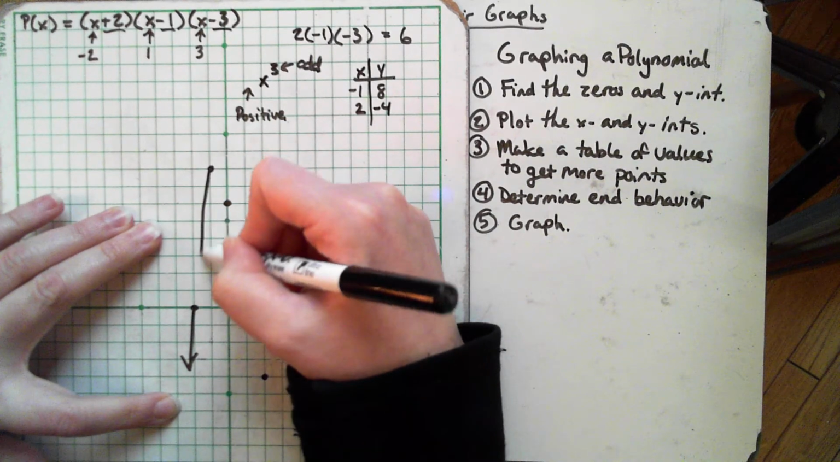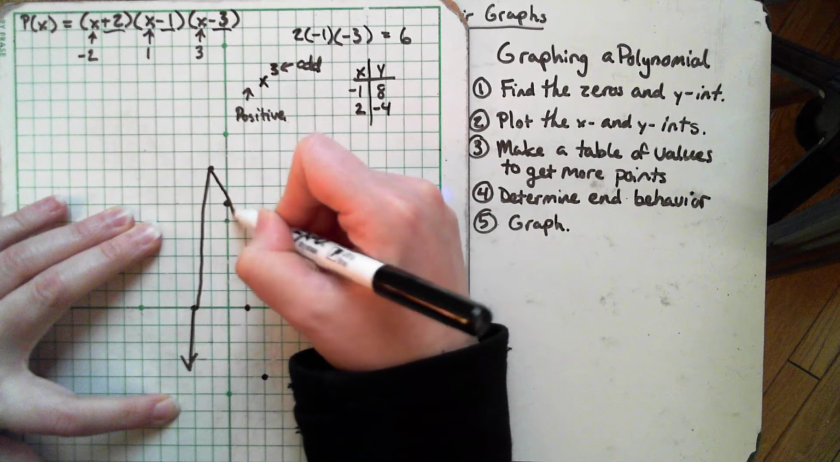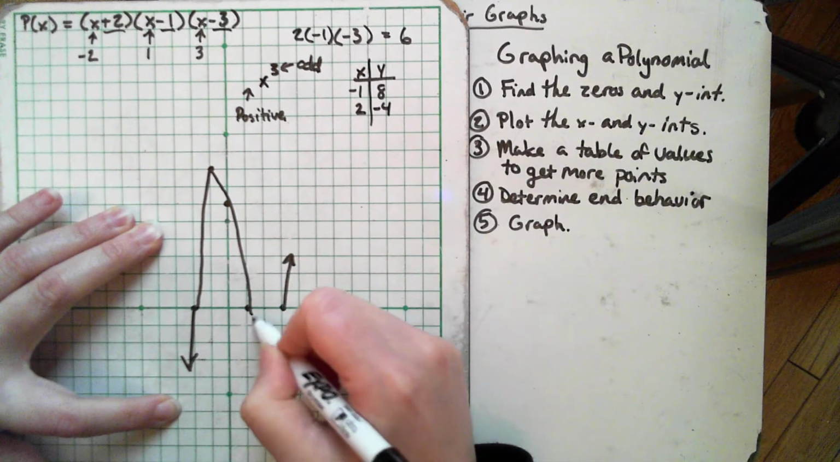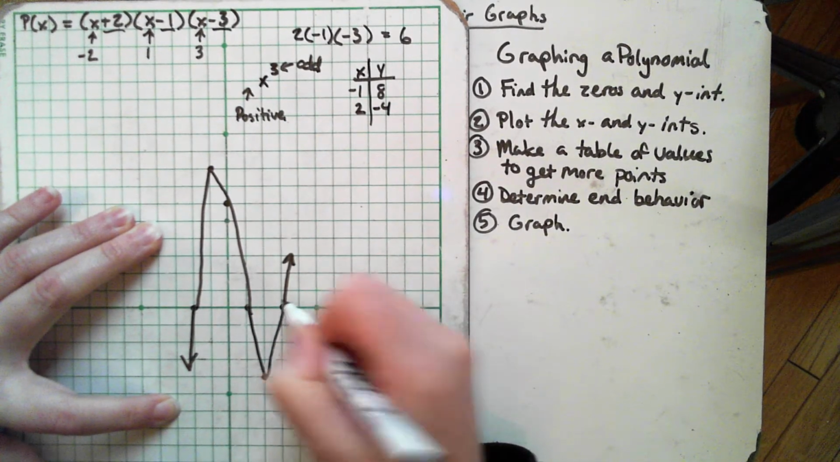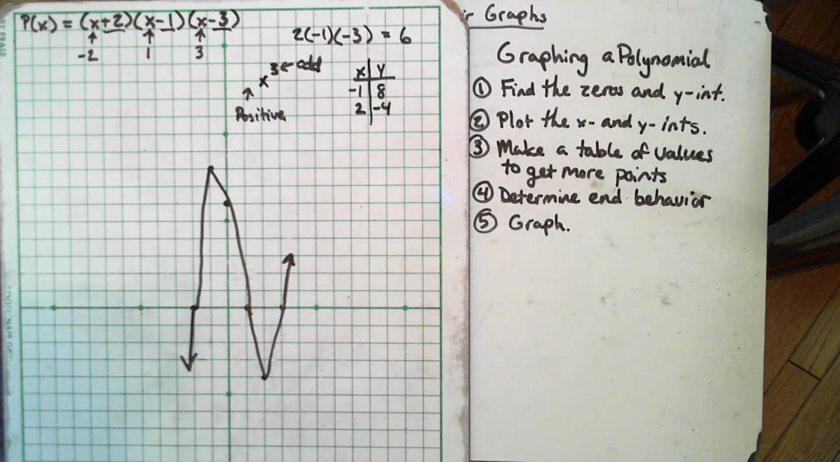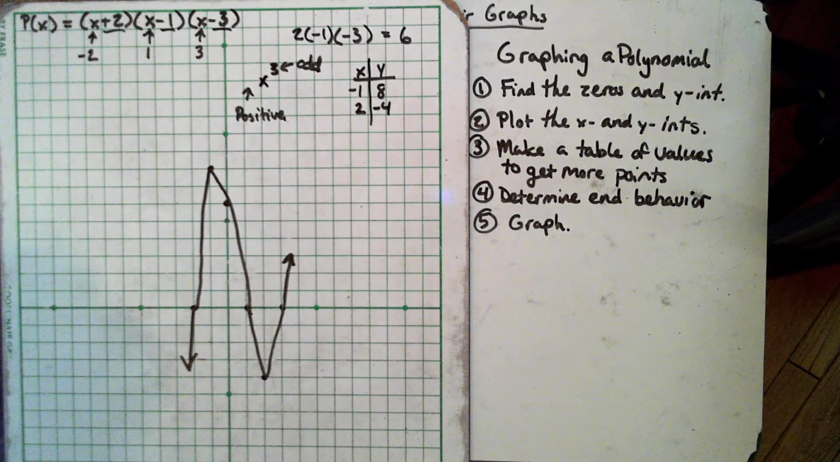So I'm going to go downward to there, and you just do your best to kind of get it to look a little bit like a graph. So that's it. Again, more points would make it better. I don't have more points. But you could get more points if you wanted to.